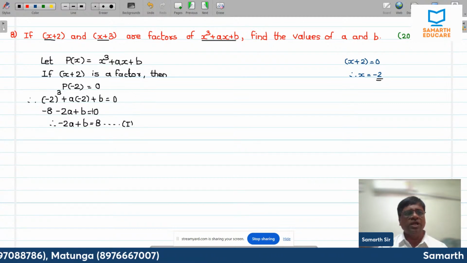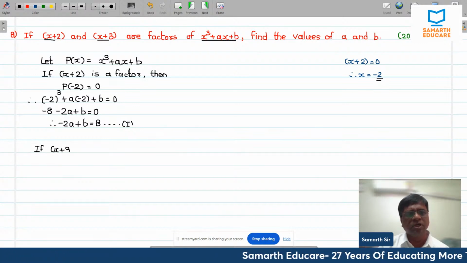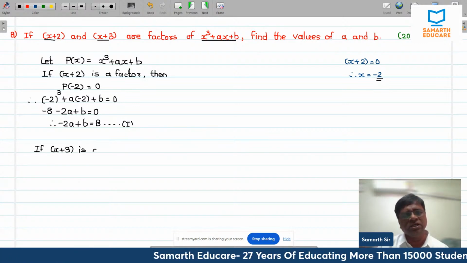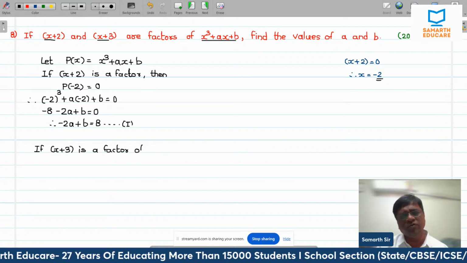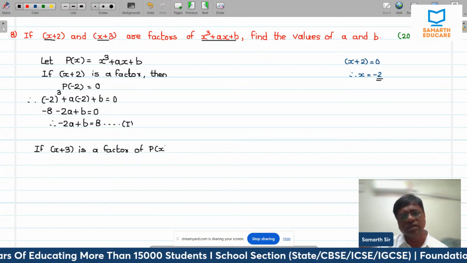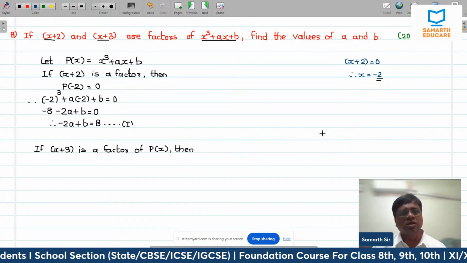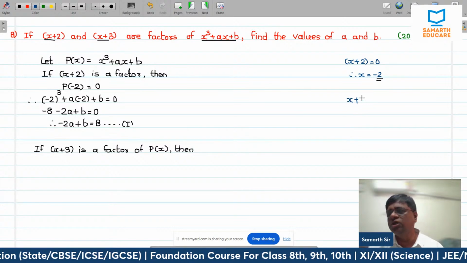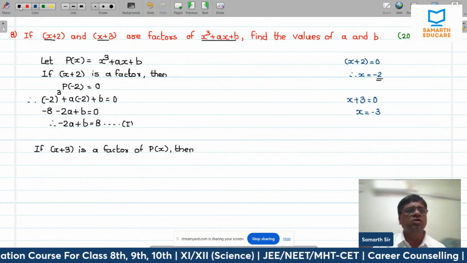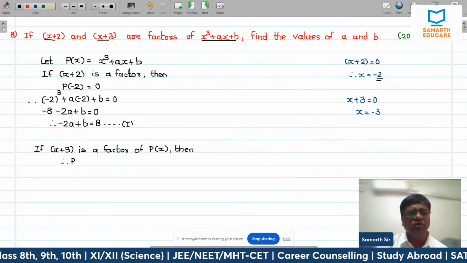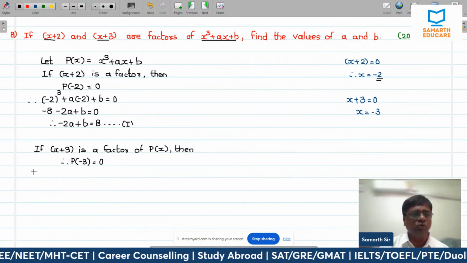Let us go to the next point. If x plus 3 is also a factor, ये भी factor है, is a factor of p of x, then what will happen? Remember, x plus 3, I have to equate it to 0. That means value of x becomes minus 3. So I will find out p of minus 3, which will be equal to 0, because if it is a factor, the remainder is always a 0 value, right?